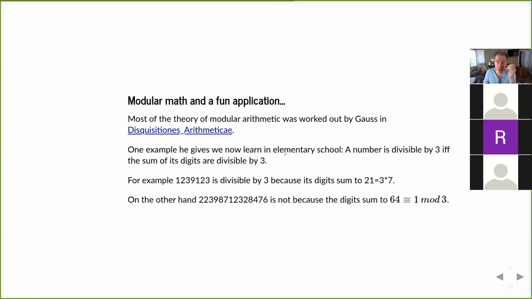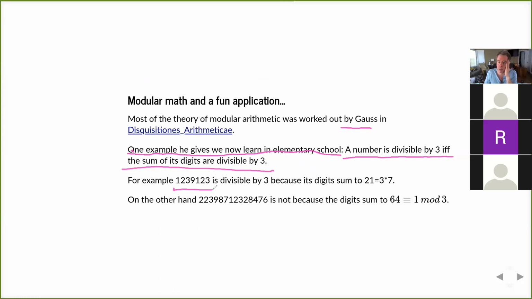Right. So here's a fact that we can prove. Everybody learns this in elementary school. I don't know, it's probably known by somebody before Gauss, but you know this, right? A number is divisible by 3 if and only if the sum of its digits is divisible by 3.